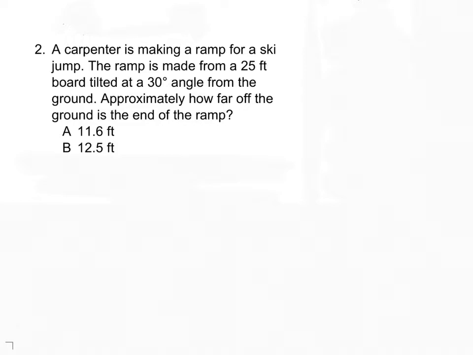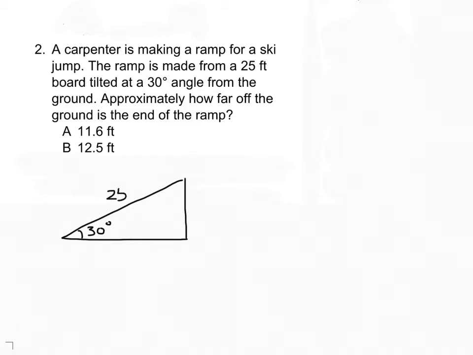Question number 2. A carpenter is making a ramp for a ski jump. The ramp is made from a 25 feet board tilted at a 30 degree angle from the ground. Approximately how far off the ground is the end of the ramp? So again, draw a triangle for yourself. According to the story, this is a board with a tilt of 30 degrees, and the ramp is made from 25 feet.